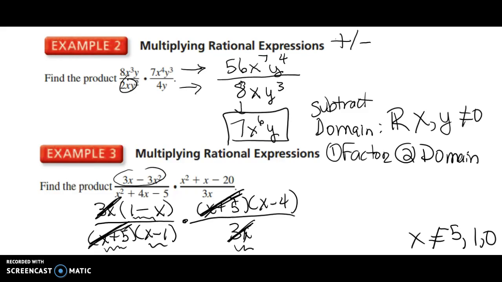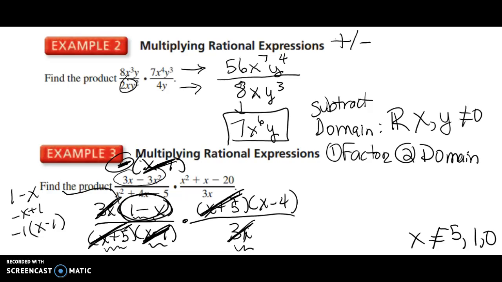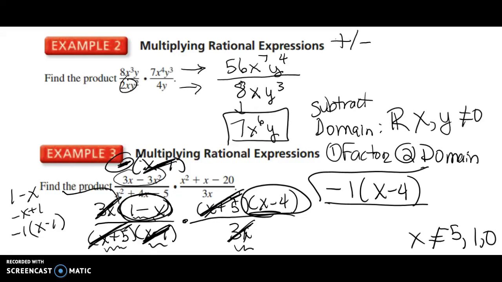These two do not cancel right now, but there's a little trick. 1 minus x, if you were to switch the order, is negative x plus 1. Now they're still not the same, but if you factor out a negative 1, it then becomes x minus 1. So your trick here is you can rewrite this as x minus 1 if you take a negative out. So now the two x minus 1s will cancel, and I'm left with a negative 1 on top and an x minus 4 over here. So negative 1 on top along with an x minus 4 on top. So that's my final answer. We don't need to write the 1 actually.